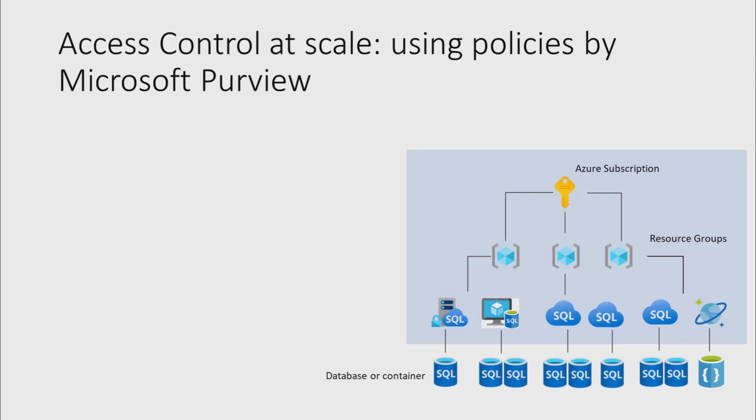Now let's see how these policies could be applied at scale. In Azure, resources are often grouped into a hierarchy. On top of that hierarchy, you have a subscription, then resource group, and then individual resources that could on their own contain certain containers: for SQL that would be databases, for storage accounts that would be containers, etc.